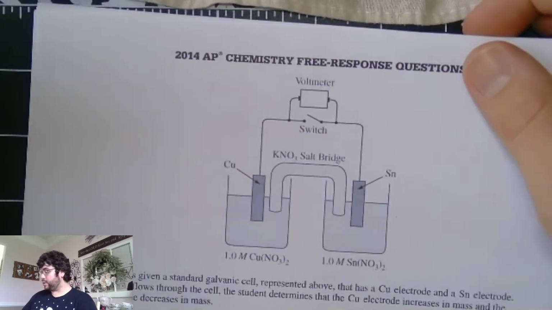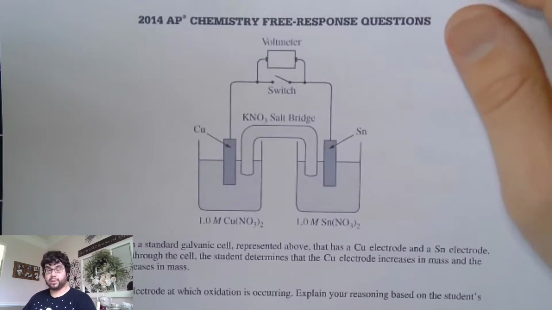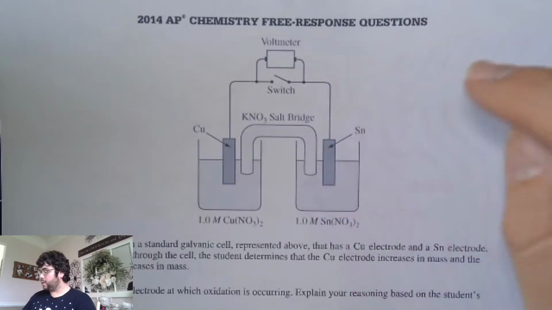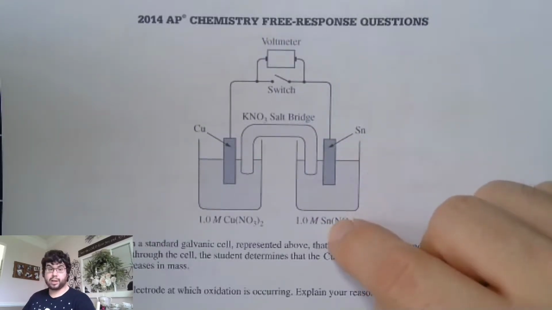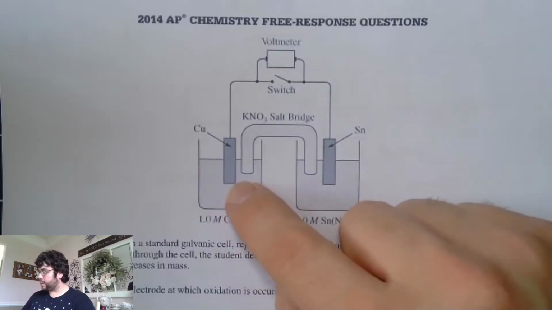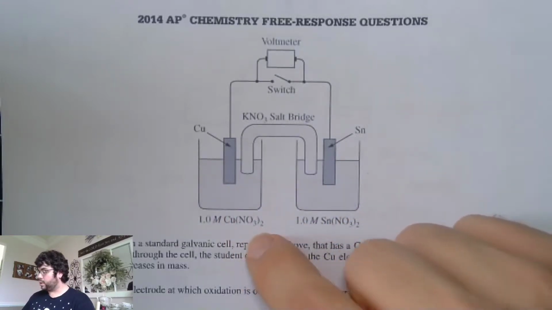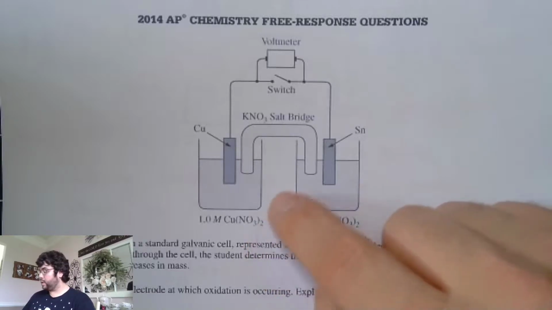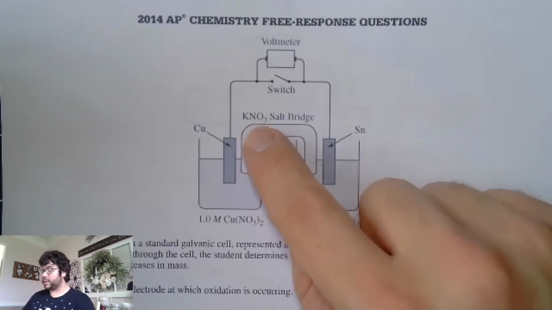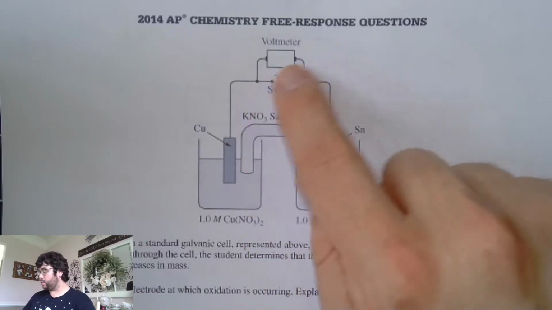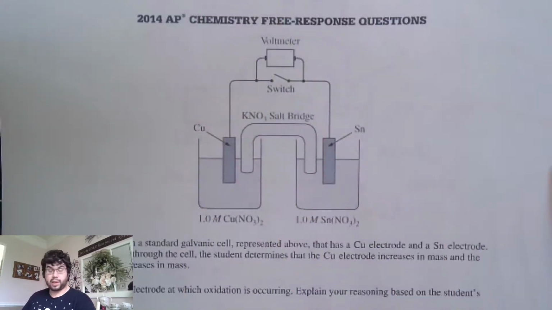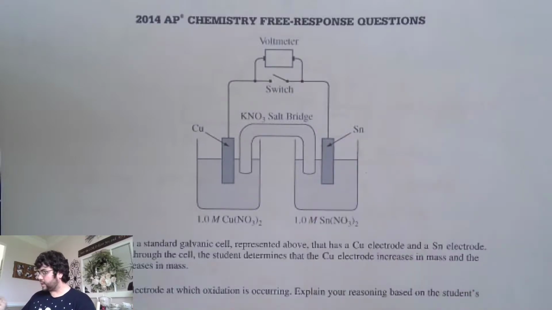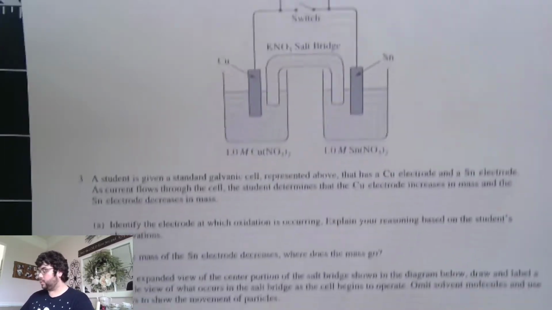So the first question is about this setup here, a galvanic cell, where we have a tin electrode submerged in some tin nitrate and a copper electrode submerged in 1 molar copper nitrate solution. They have a salt bridge between them. It's potassium nitrate, and then there's a voltmeter over here, and the presence of the switch doesn't really matter, but that's the setup here.